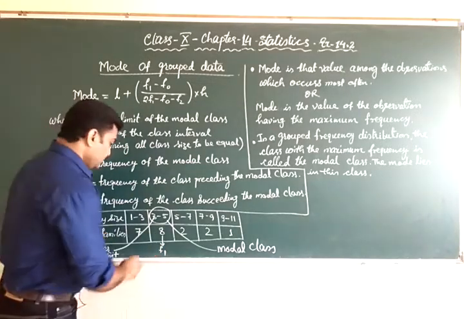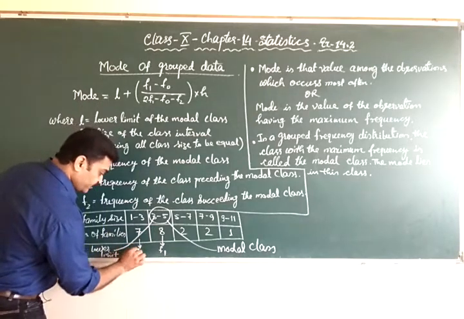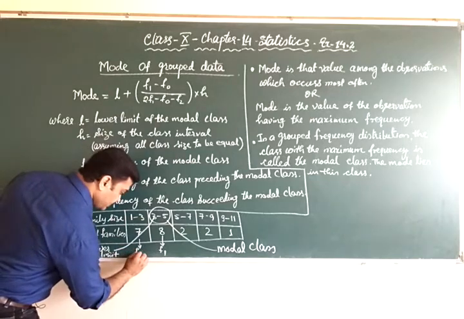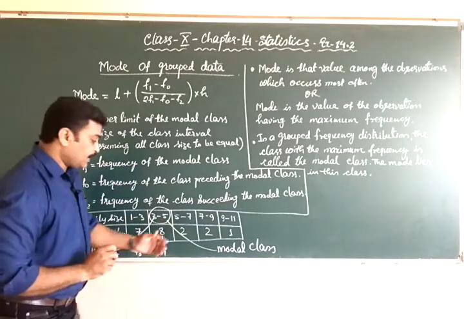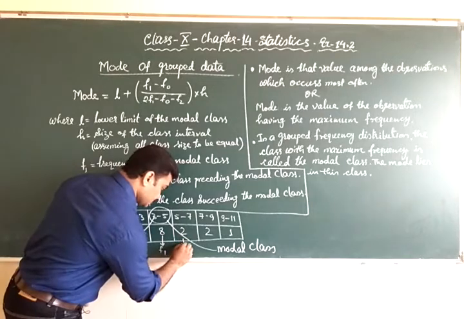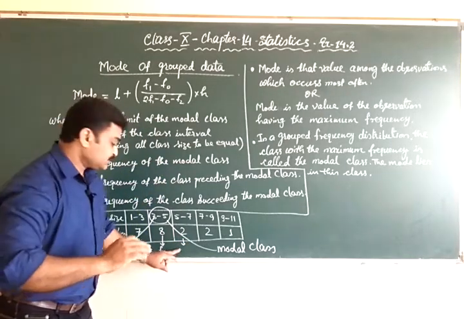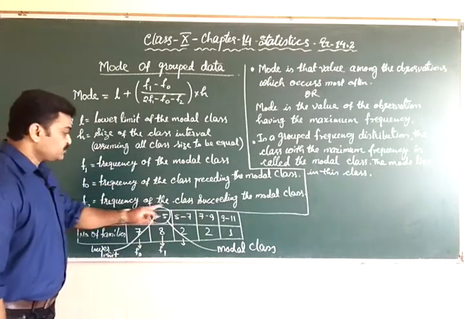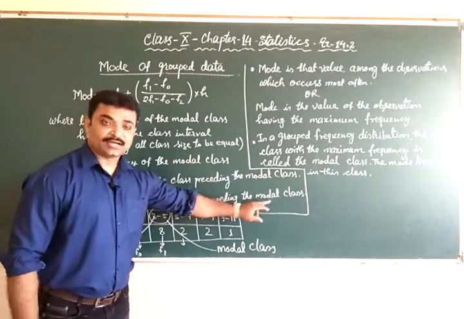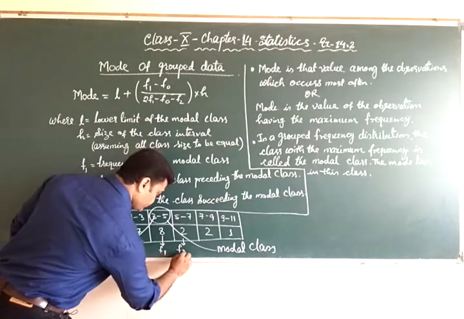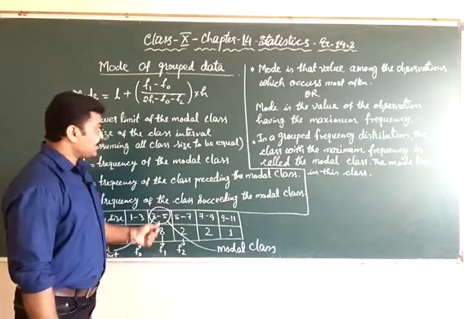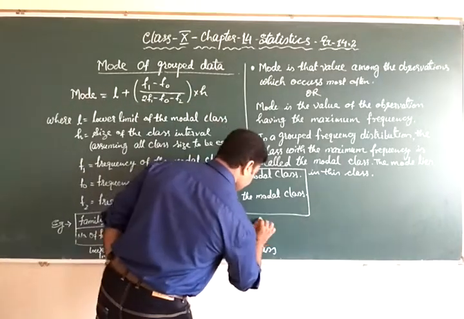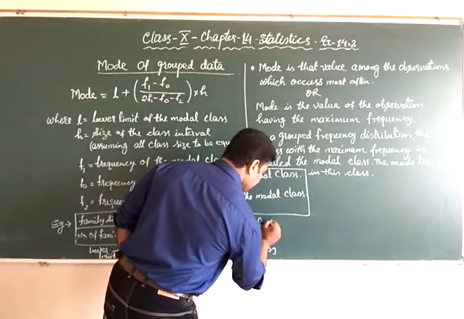Got it? This 7 is the frequency preceding the modal class, that is denoted by f0. And this 2 is the frequency succeeding the modal class. Here it is written: frequency of the class succeeding the modal class, that is f2. And what is h? h is the class size.